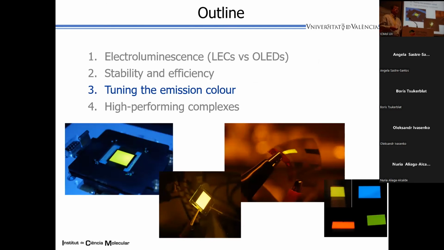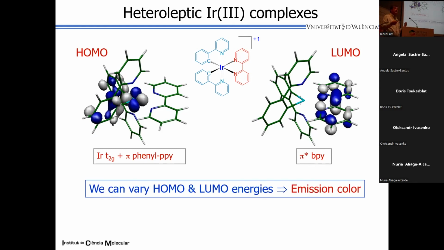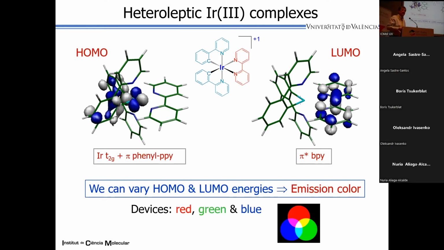Now how to change the color of the device. And here, working with iridium complexes is very nice, because, as I told you already, the HOMO is localized in this part of the molecule and the LUMO is localized in the other part of the molecule. Then for the chemist, it's very easy to change the energy of the HOMO and the LUMO separately, by putting substituents here or here, or changing the chemical structure of the ligands. In that way, we change the energy of the HOMO and the LUMO, and we change the emission color.